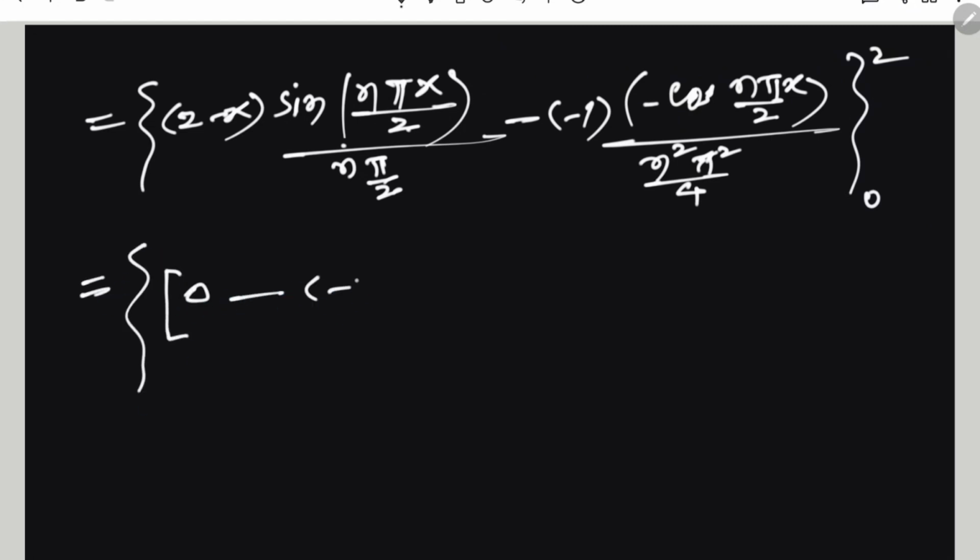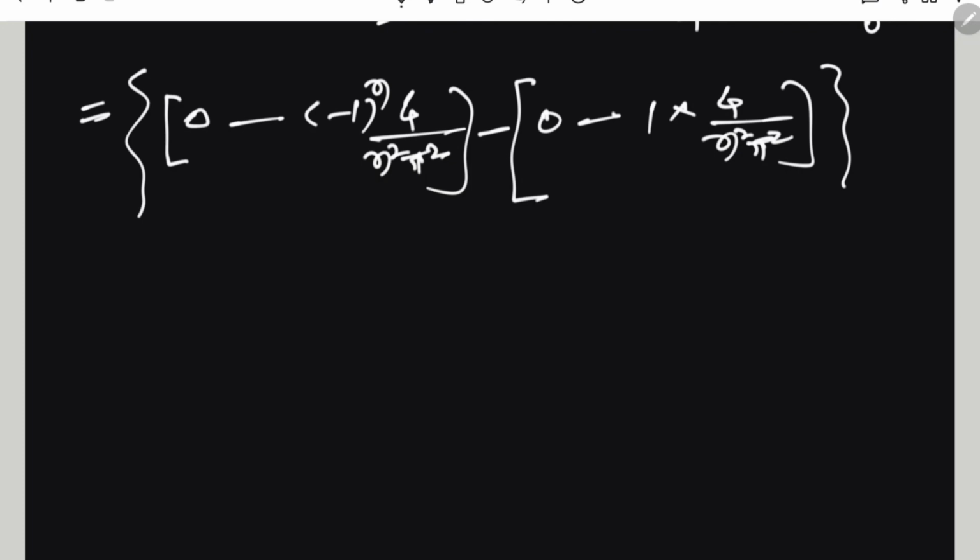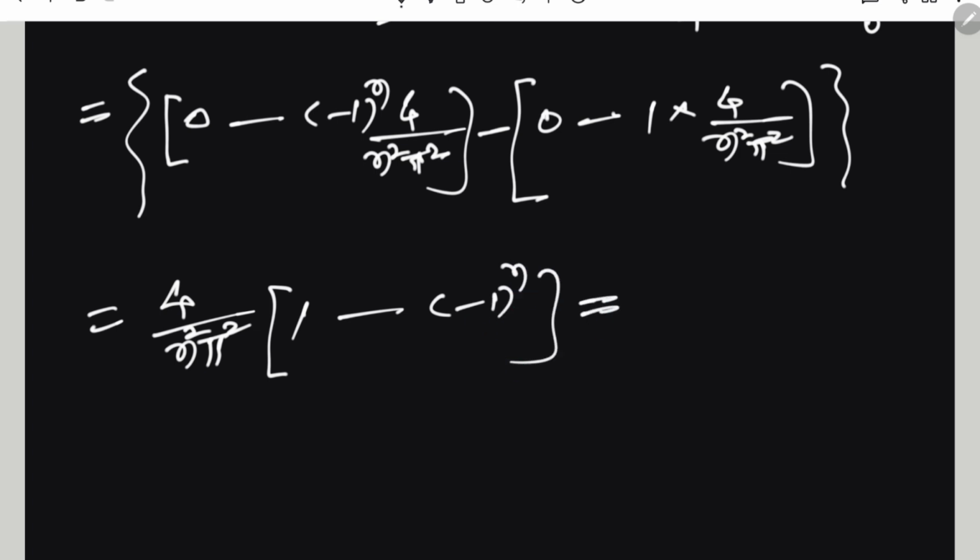Substituting the values, we get first term is 0, minus 1 raised to n into 4 upon n square pi square, minus lower limit, sine 0 is 0 and cos 0 is 1. Therefore, minus 1 into 4 upon n square pi square. 4 by n square pi square common. Remaining terms are 1 minus 1 raised to n. For even it becomes 0, and for odd it becomes 2, 2 into 4, that is 8 upon n square pi square.